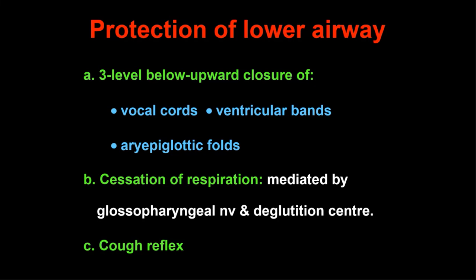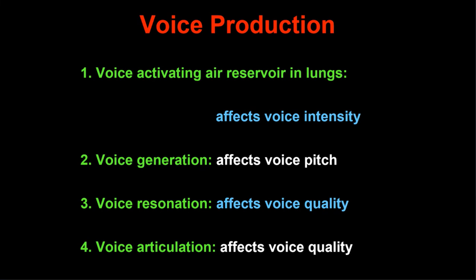So these 3 mechanisms will protect the lower respiratory tract. So protection of the lower airway is the foremost important function of the larynx. This protection is carried out by the closure of the larynx, temporary cessation of the respiration during swallowing, and the cough reflex. This respiration cessation is mediated by the glossopharyngeal nerve and the deglutition center in the brain. So that is the protection of the lower airway.